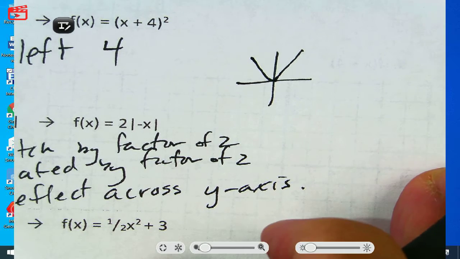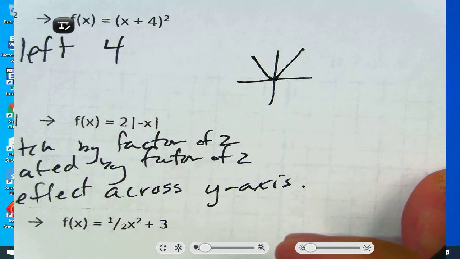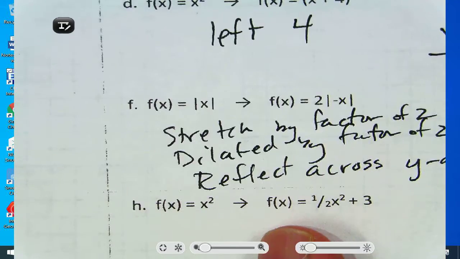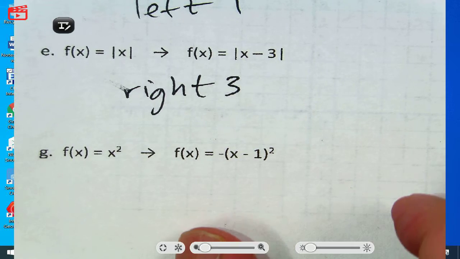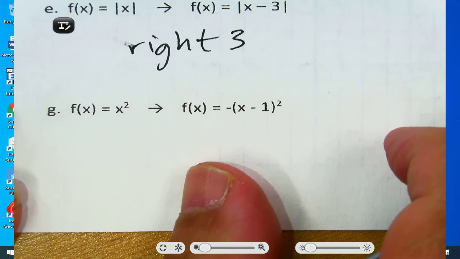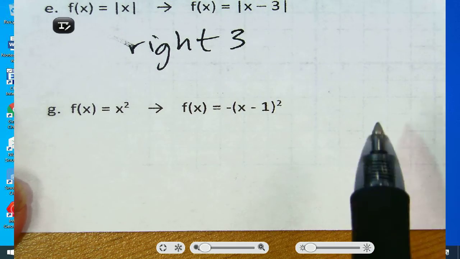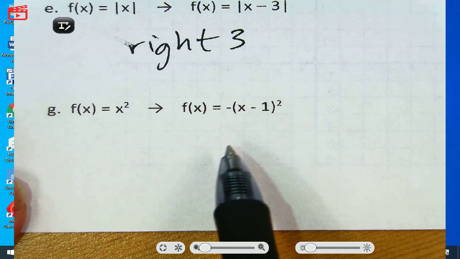Can I see E real quick? E. Alright. E was right. Thank you. Alright, G. So this one's good. This is a good example.